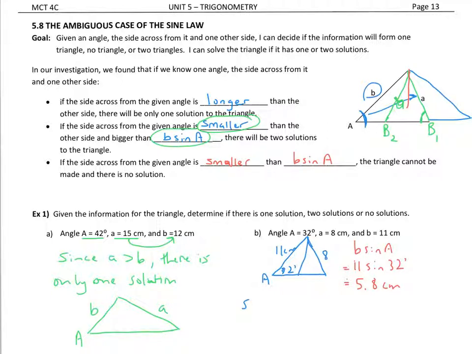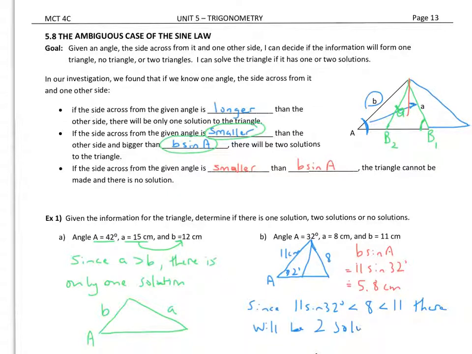Since 11 sine of 32 degrees is smaller than 8, but 8 is still smaller than the 11, there will be two solutions. Try the next two, see how you do on that, and then check your work.